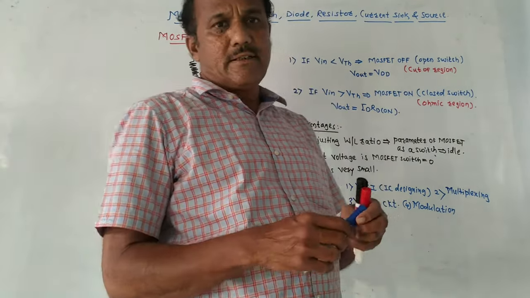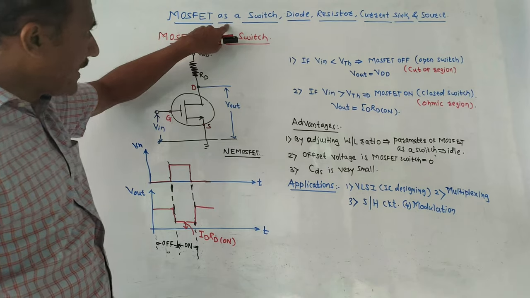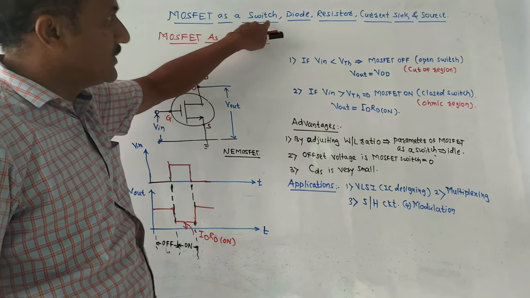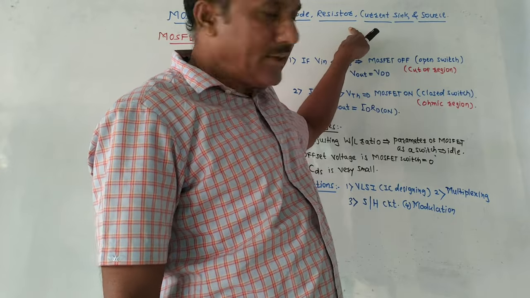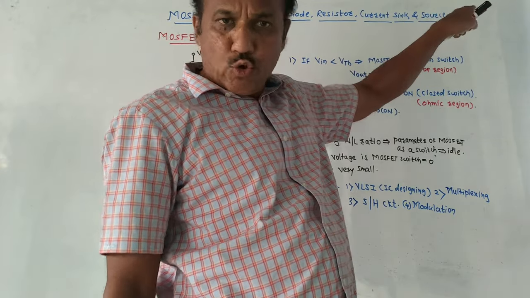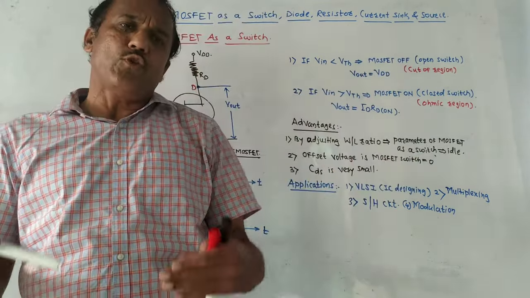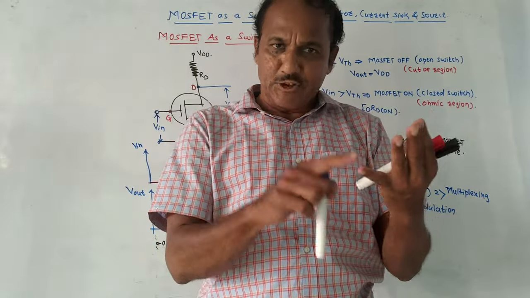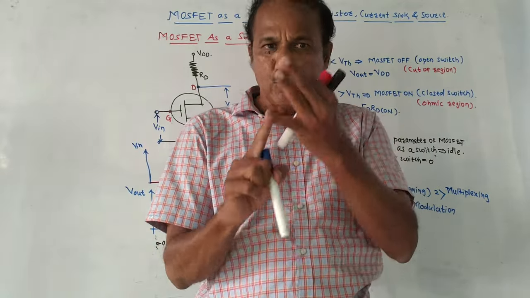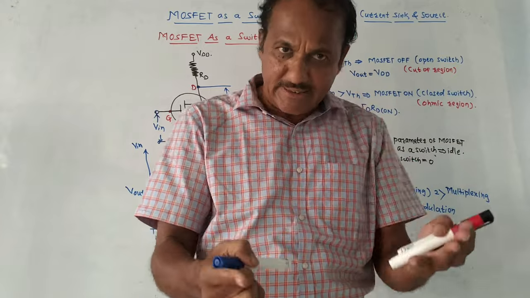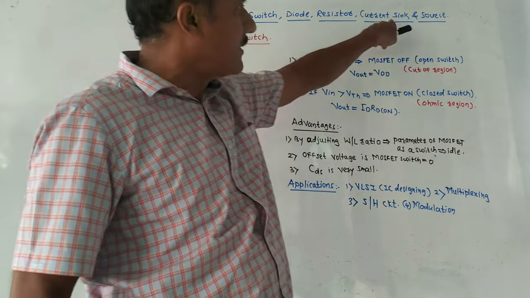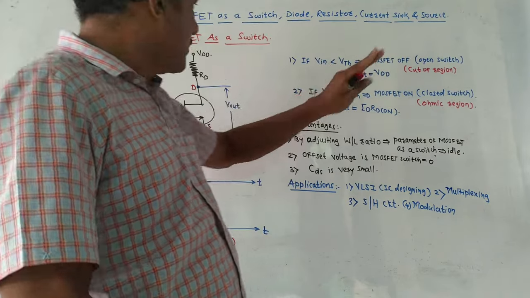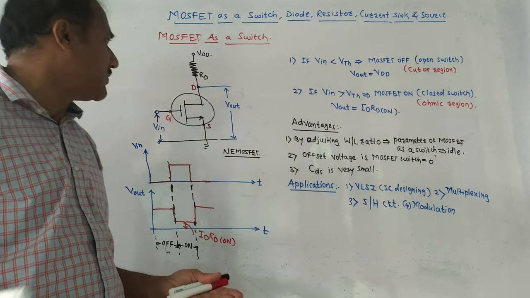Dear students, this session is on the MOSFET used as a switch, diode, resistor, current sink and current source. From the exam point of view, we may expect a question like this: explain how the MOSFET can be used as a switch in VLSI, and in the same way how the MOSFET can be used as a diode, resistor, current source and current sink. So the questions may be very straightforward.